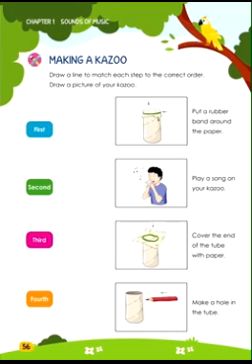Put a rubber band around the paper. Play a song on your kazoo. Cover the end of the tube with paper. Make a hole in the tube. What do you think? What is the first step? Very good. Make a hole in the tube. Now, let's match.